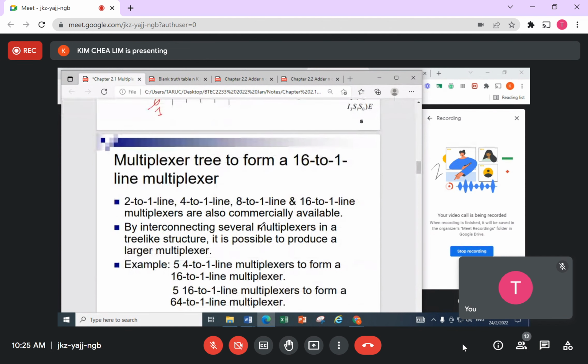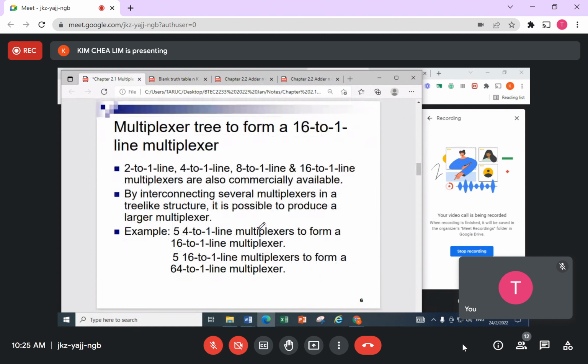So you are going to find out, in a market, if I were to tell you I want to build a 4-to-1 multiplexer, very easy. I go and buy, 8-to-1, no problem, can buy also. All right, 16-to-1, maybe still can get. What about 32-to-1? Maybe still can, but what about 64? Then you find that maybe cannot find this component. All right, but I got 64 inputs. So what am I going to do with it?